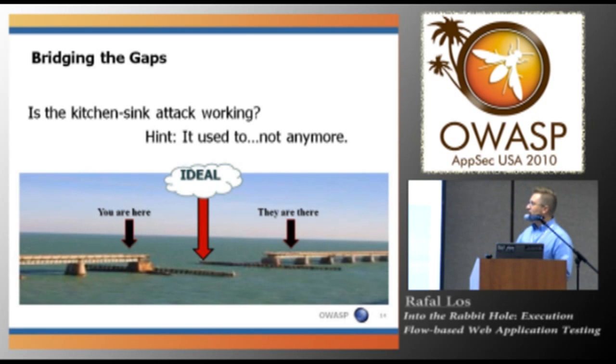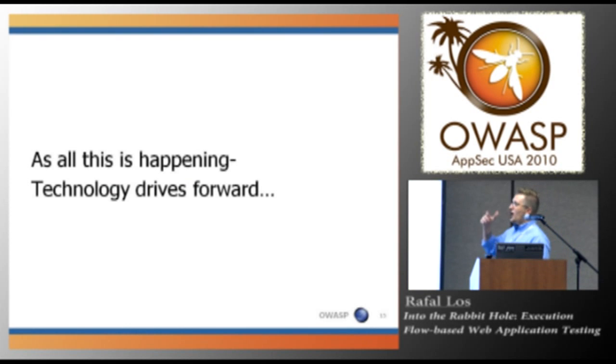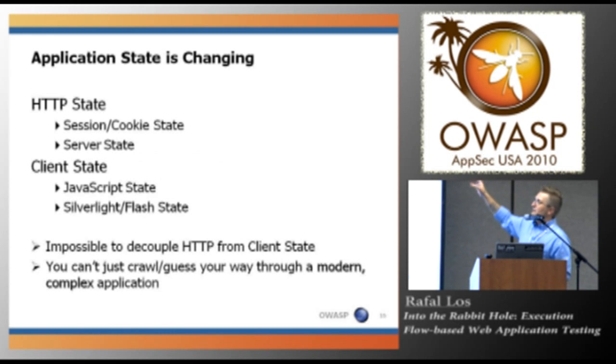Keep that in mind. So the you are here, they are there. Unfortunately, the ideal is someplace in the middle, right? The QA folks that are doing testing are on that side of the bridge. You're on this side of the bridge doing this anti-testing. And where you really want to be is someplace in between the two. And so, as all this is happening, unfortunately, technology is not standing around waiting for us to catch up. Because what's really happening is, you've got this concept of application state, and it's drastically changing, and it's changing as I stand here and speak.